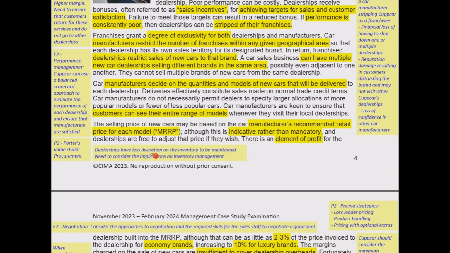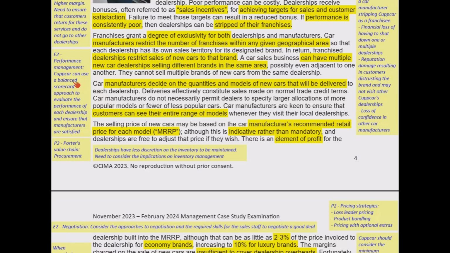Now, when we think about performance measurement, just pointing out here, balanced scorecard is something that you've covered when you studied your objective testing papers. And again, we could be asked about how we could go about implementing a balanced scorecard approach to evaluating the performance of the dealerships within Cuppcar. So would you be able to discuss in an applied way the different elements of the balanced scorecard that Cuppcar could think about implementing and what kind of measures they would need?